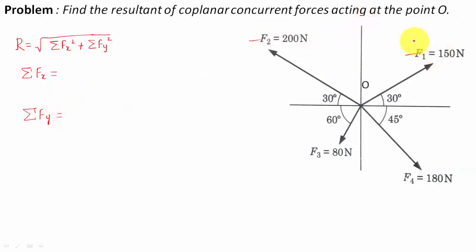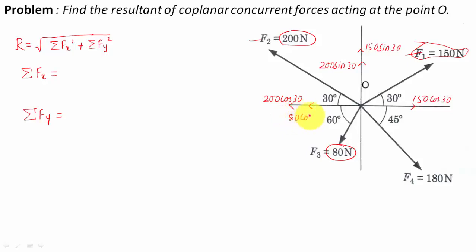Let's start with this one, the 150 Newton force. It's going to have two components: 150 cos 30, and over here one more component, 150 sin 30. Similarly, this 200 Newton force is again going to have two components, one towards the left hand side, 200 cos 30, and above it, 200 sin 30. Let's have this one, the 80 Newton force. It's going to have one component in the negative x direction, 80 cos 60, and in the bottom direction, 80 sin 60.